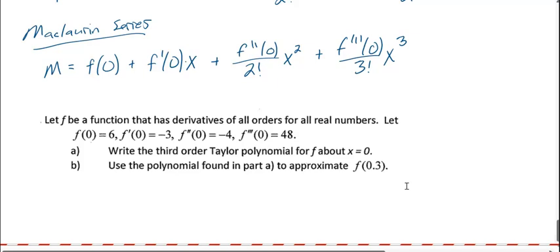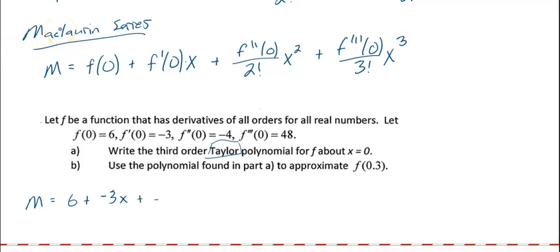Since they used Taylor right here, I'll write M for Maclaurin because I do know it's a Maclaurin series. So my approximation is f of 0. That is 6. Where do we get that? From right here. I'm just using these values right here. Plus f prime of 0, which is negative 3, times x. That's just that term, so that value times x. I'll fix up the plus and the minus there in a moment.